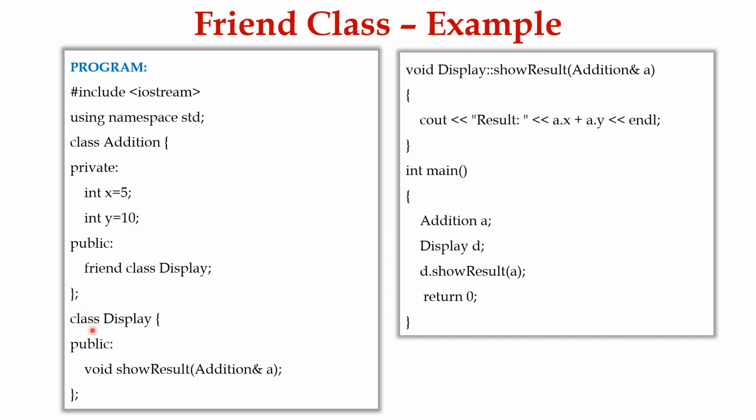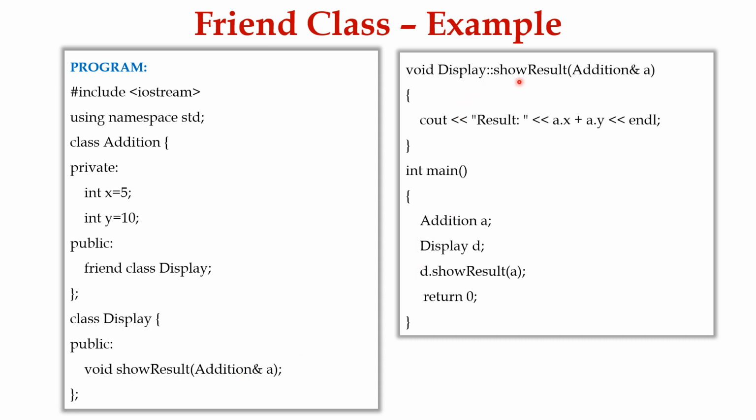Next we have the definition for the class display. Using the public access specifier, it has declared the function showResult. The return type of the function is void and it has a single parameter, that is the object reference of the class addition.